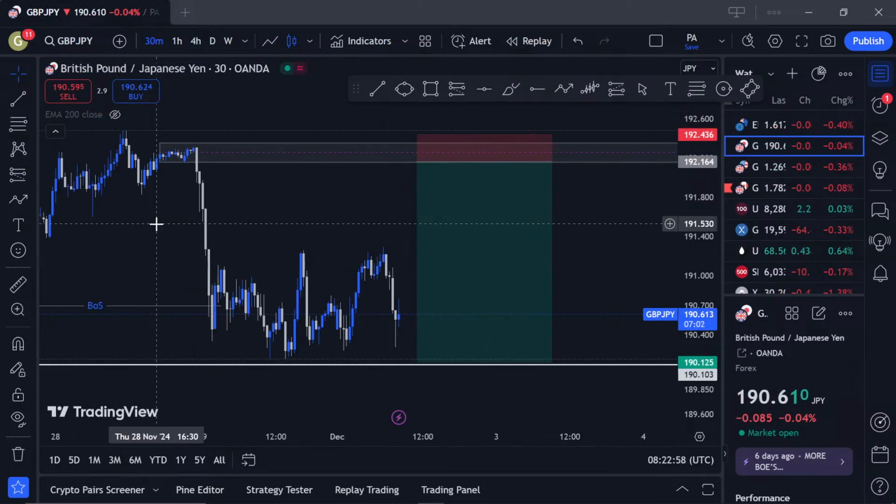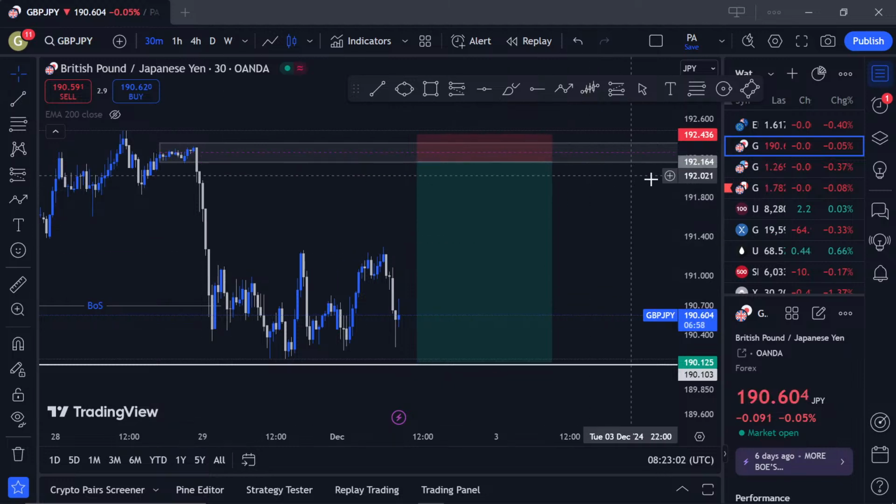I'll patiently wait for GBP JPY to actually trade into this area of the 192.164 level. Once it gives me a confirmation around here, then I'm going to take a sell.